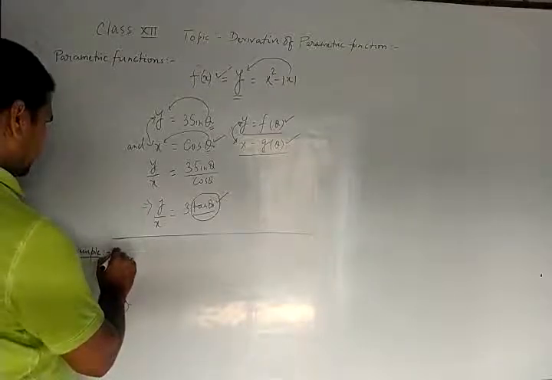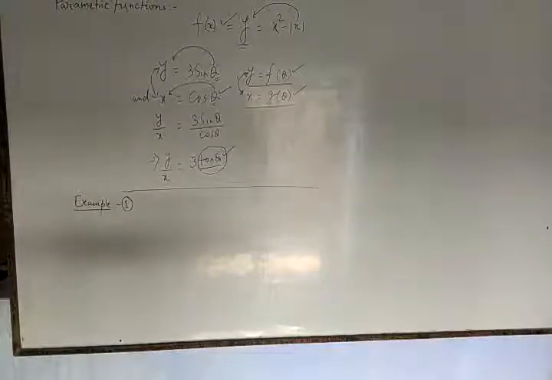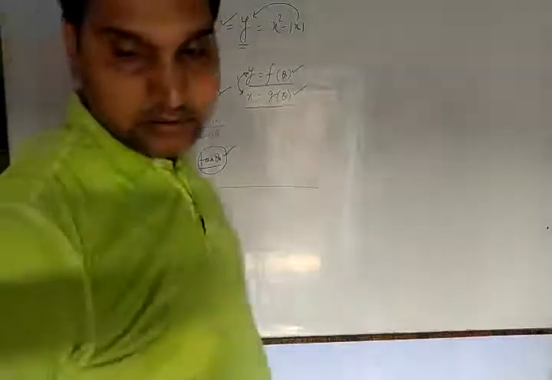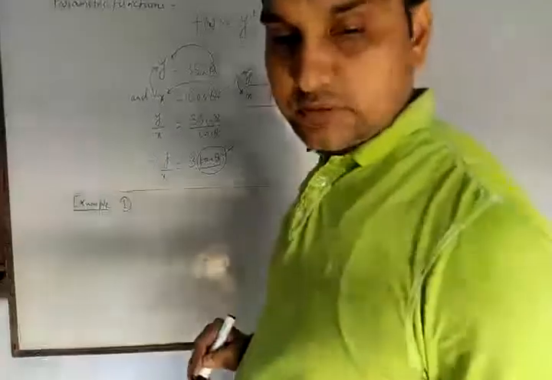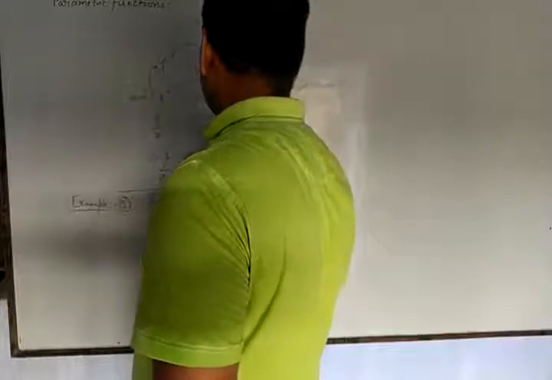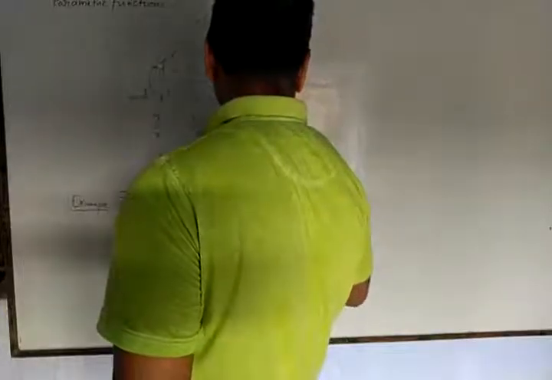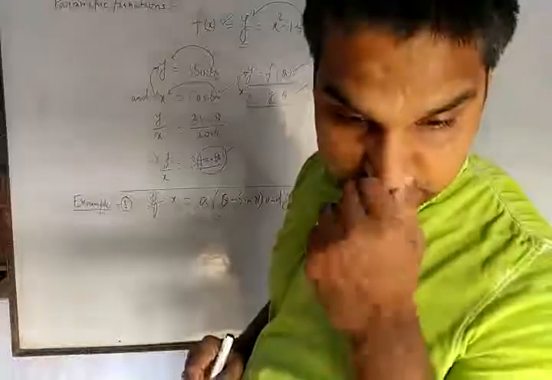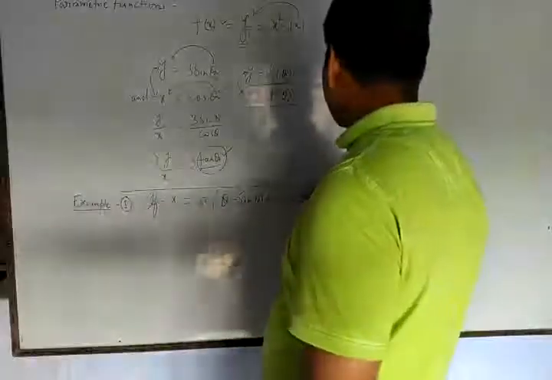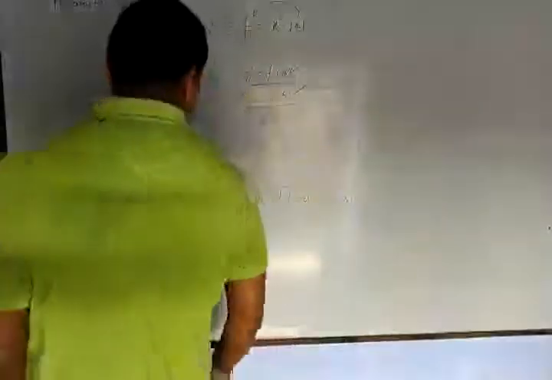Example number 1 we are taking. Okay, let us see. As we took here, taking an example, if x is equal to a theta minus sine theta is given, and y is equal to a 1 plus cos theta is given. Okay, so how can we find this?